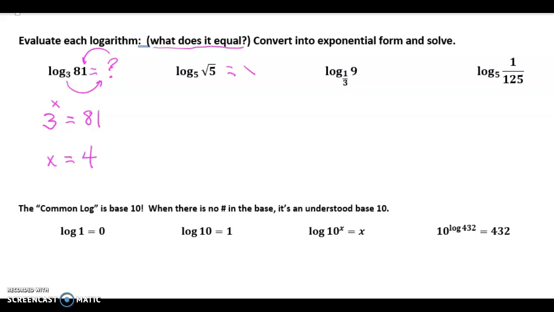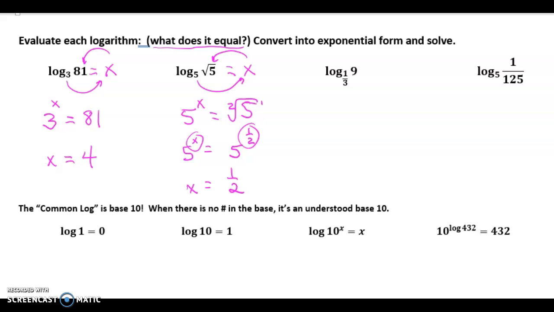This one, I'm going to put an x over here. I should have done that instead of putting a question mark. 5 to what power equals the square root of 5? So we'll have to rewrite the square root of 5 like I showed you a day ago. That would be 5 to the 1/2 power. Now we'll use the one-to-one property, x equals 1/2.